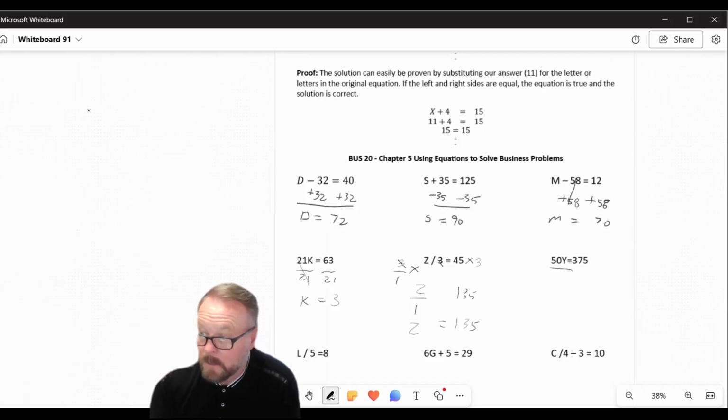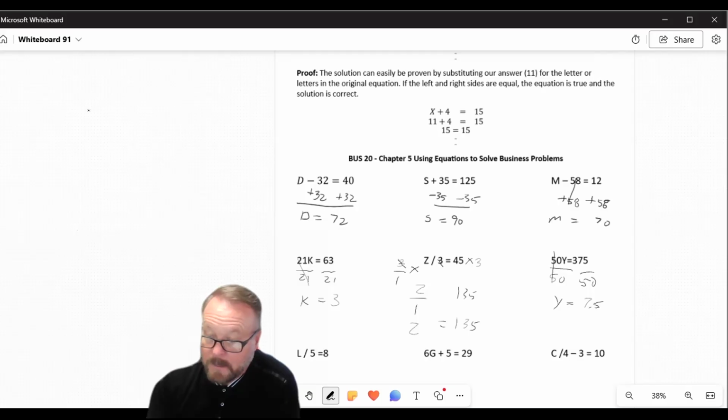Here's 50y. We're going to divide both sides by 50 since it is the opposite function. So y equals 375 over 50. I think it's 7.5. 7.5 is the answer.